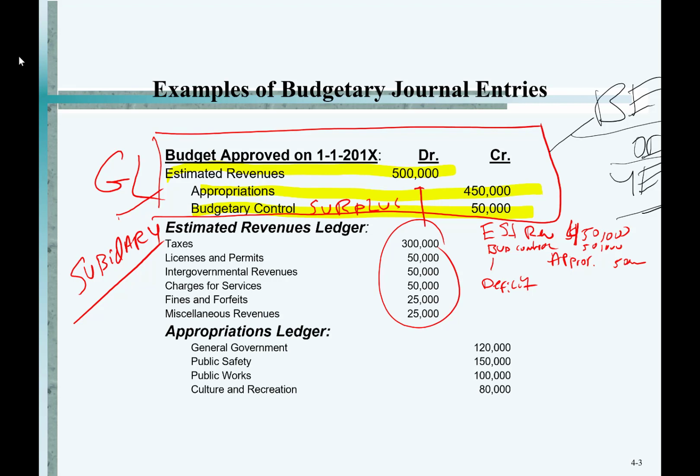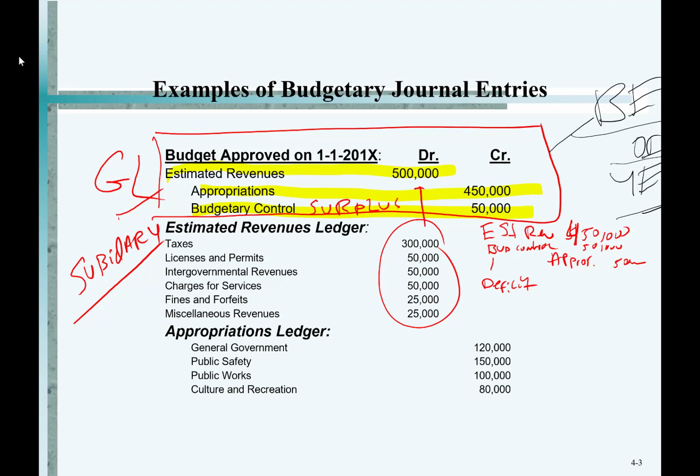Okay, so this government has estimated revenues, and remember, our revenues are based on our revenue recognition rules, so there might be some property taxes in here. There might be some estimated license fees, whatever, all of our different categories of revenue. And you can see that they have given us some of the detail at the subsidiary ledger level down here. These numbers total up to $500,000.